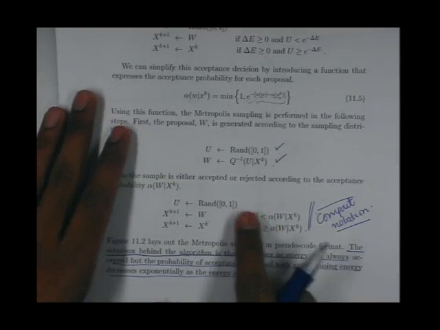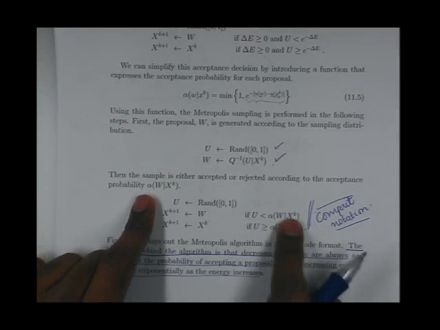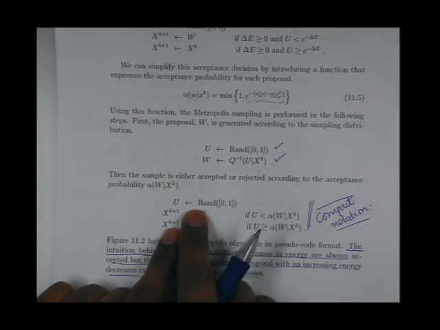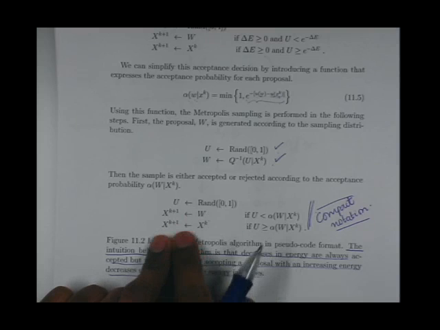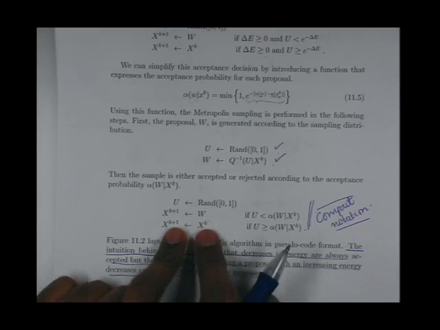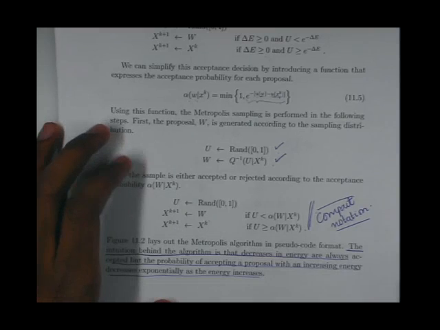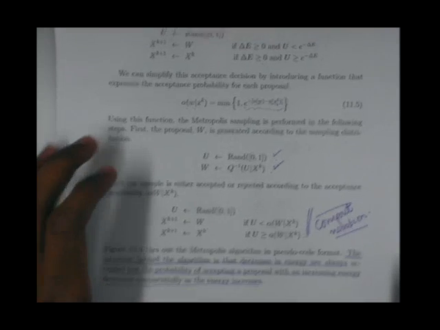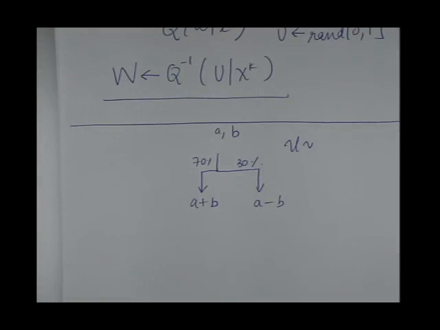So it says generate a uniform number. If it's less than the acceptance probability, accept the sample. And if it's bigger, you reject the sample and set the next state to be equal to the previous state. Alright? So I think that basically summarizes the Metropolis algorithm.